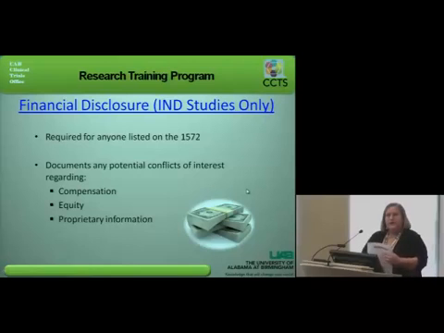Okay, another one of the essential documents that are required is your financial disclosure forms. The financial disclosure forms, again, are for your IND studies or your investigational new drug studies. A financial disclosure form is required for everyone listed on the 1572, and this documents any potential conflicts of interest regarding compensation, liquidity, and proprietary information.